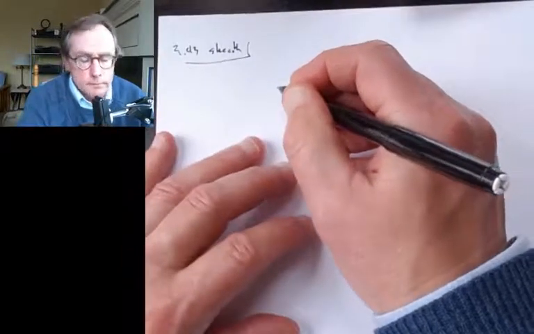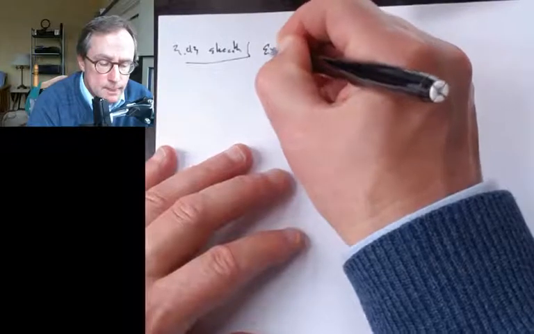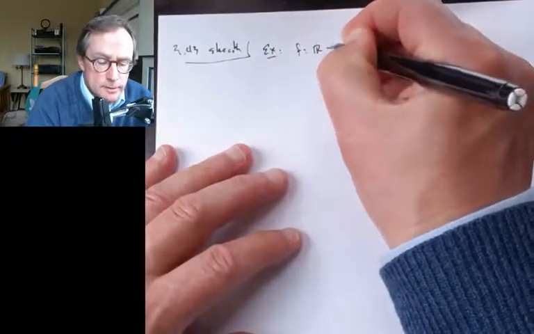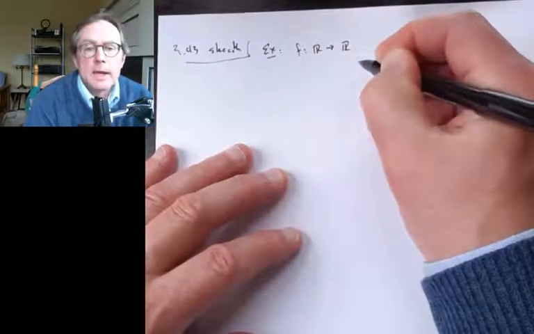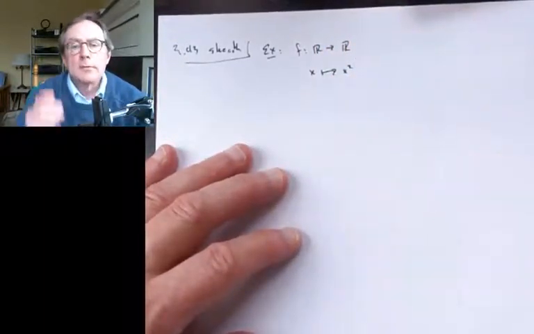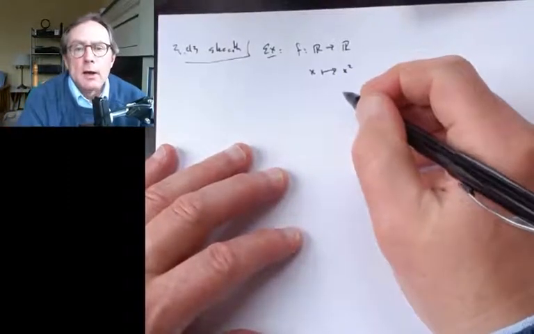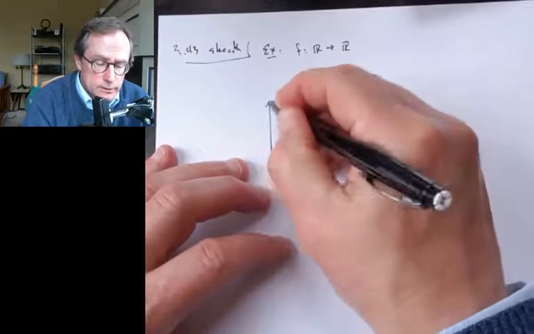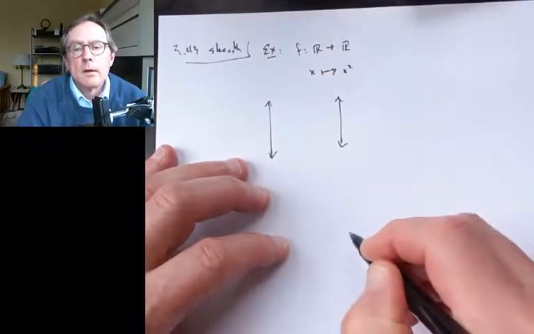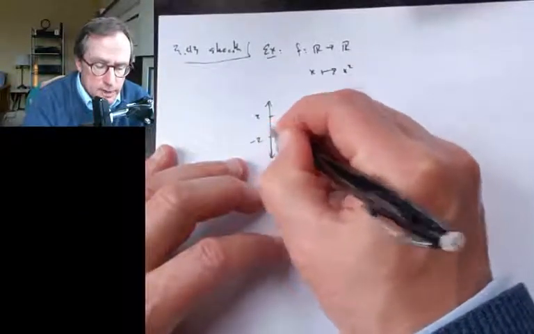Okay. So I want to consider just two examples. The first is f mapping the reals to the reals, given by x goes to x squared. The familiar calculus example of x goes to x squared. And now we have the reals to the reals. Okay, and we know, everybody knows, that 2 maps to the same place as minus 2.